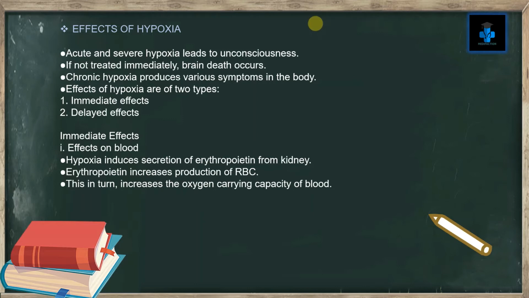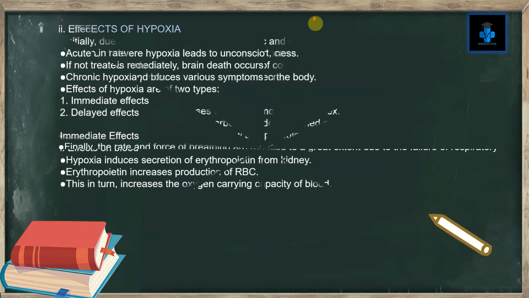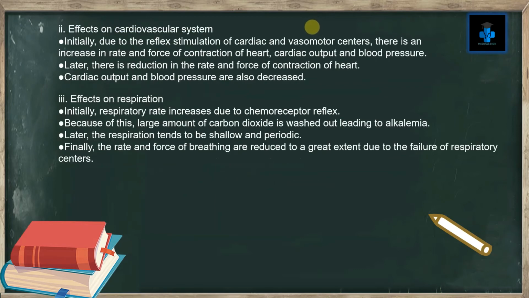Hypoxia induces secretion of erythropoietin from kidney. Erythropoietin increases the production of red blood cells. This in turn increases the oxygen carrying capacity of blood. Number 2. Effects on cardiovascular system.